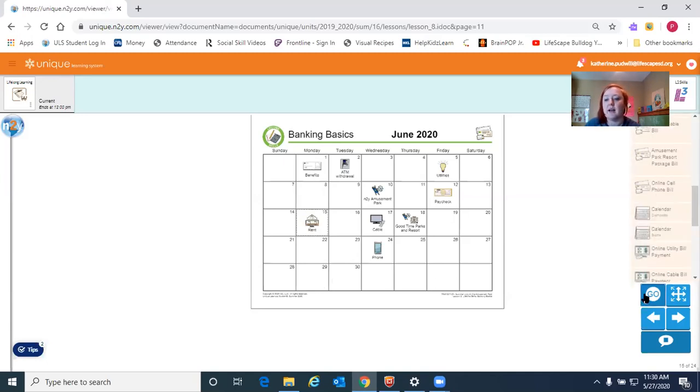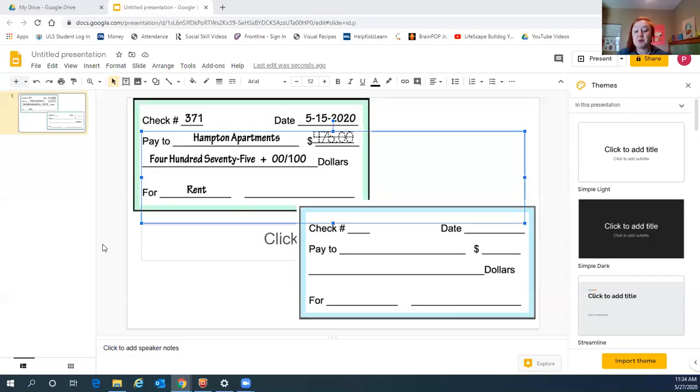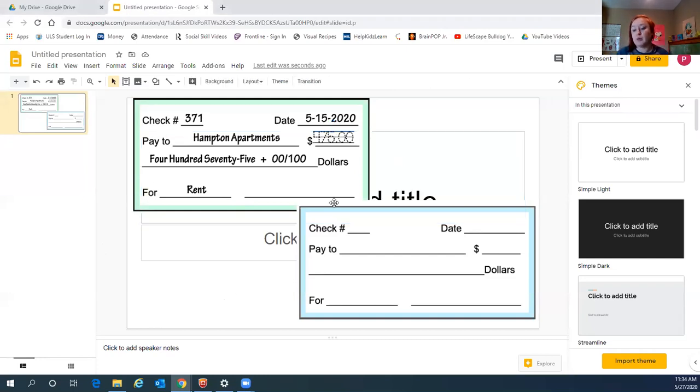So we're going to go ahead and write our check. And I need to find a check form for rents. Okay, I couldn't pull up the form on Unique Learning, but I was able to make my own little form on Google Slides over here. So we are going to practice writing a check to Hampton Apartments. I put a sample check up here. We already answered the questions, so we know what we're doing here.